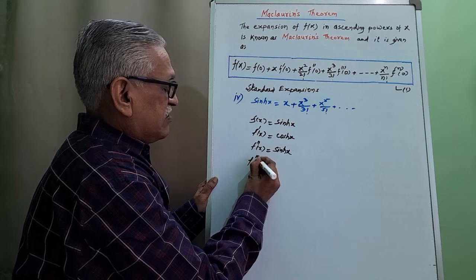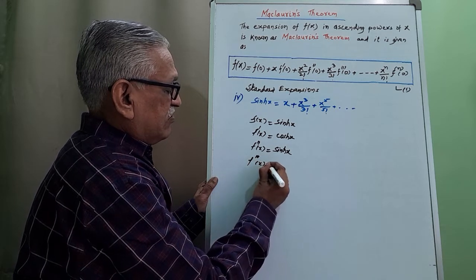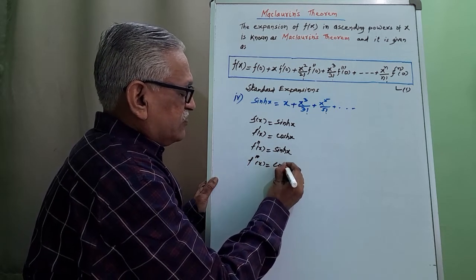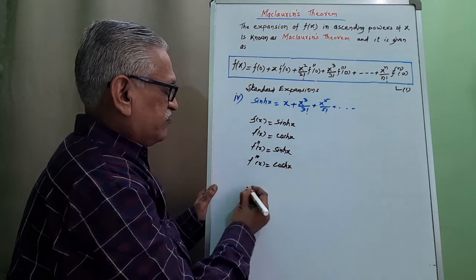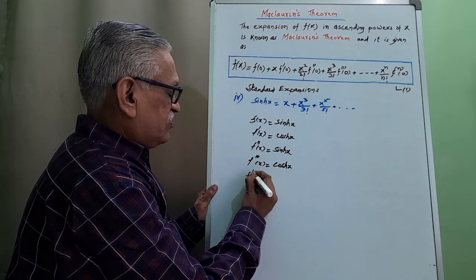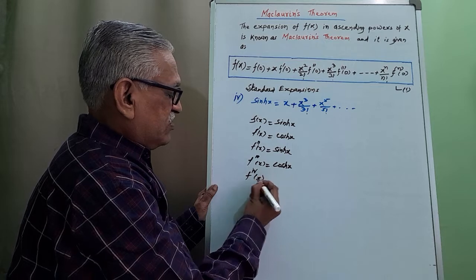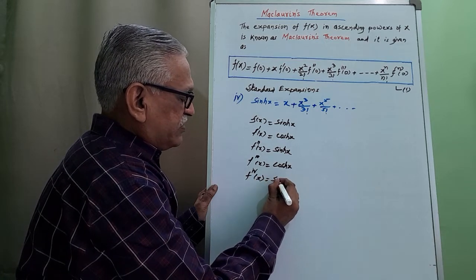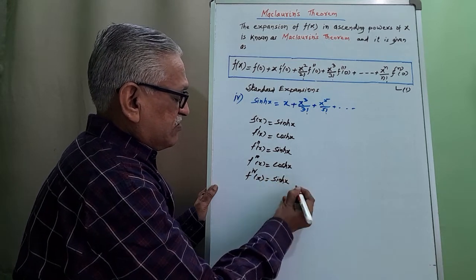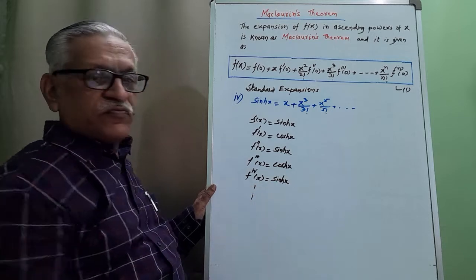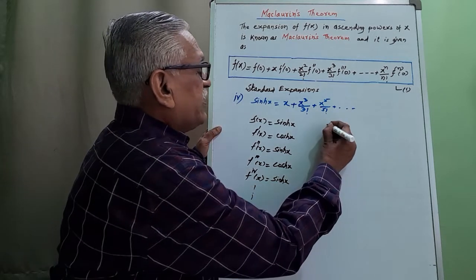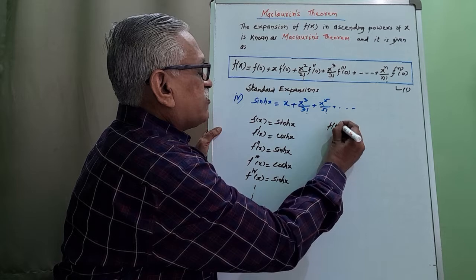Derivative next, differentiation of cos hx is sin hx. Third, derivative of sin hx is cos hx. Fourth, derivative of cos hx is sin hx, and so on. We get the corresponding values at x is equals to 0.